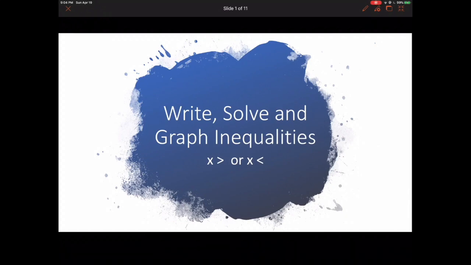Hi guys, today we're going to learn about how to write, solve and graph inequalities. This is a lesson continued from last week. We have to determine if x is greater than or less than, and see if we can graph these on a number line. So let's go to our next slide.